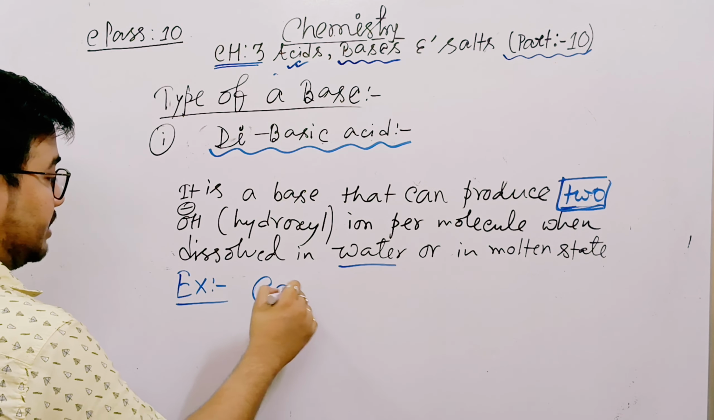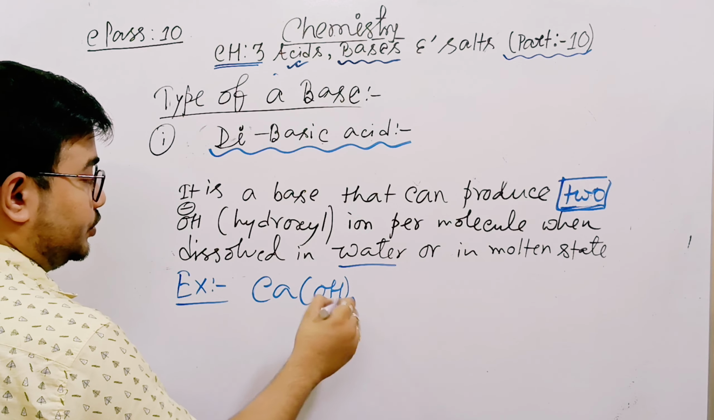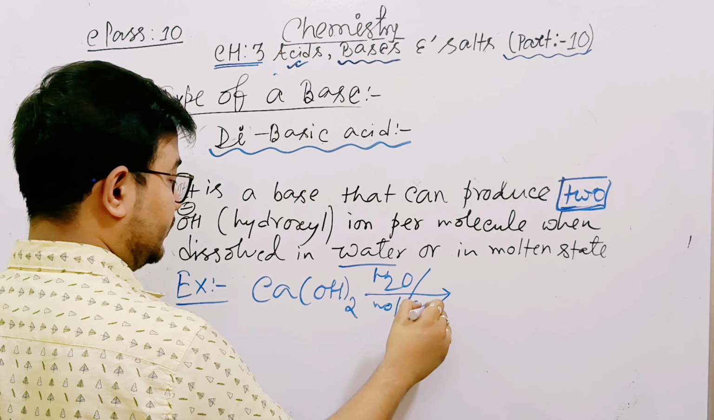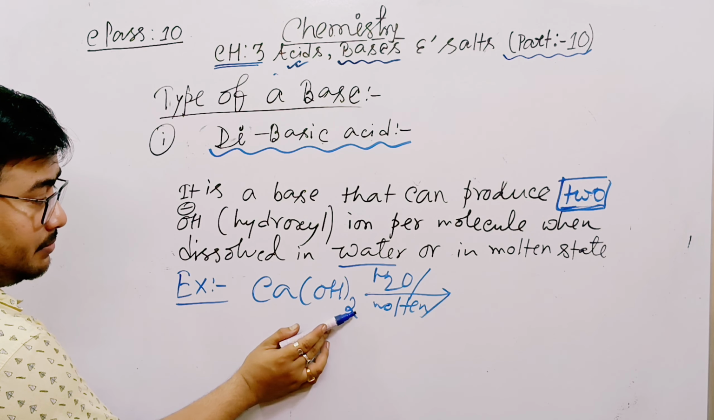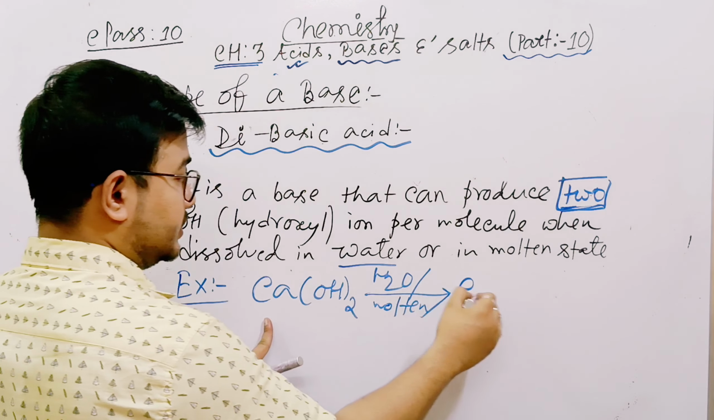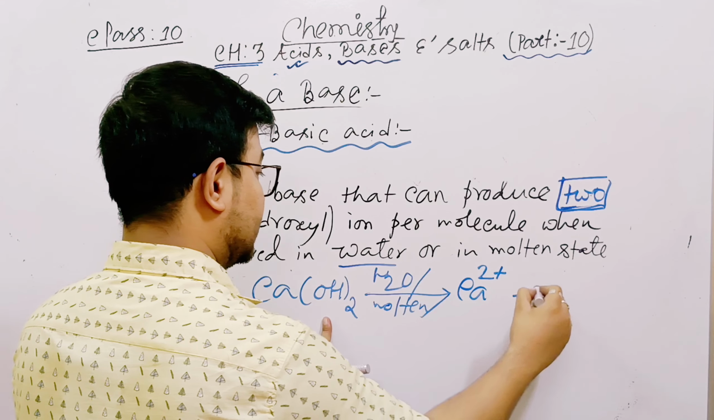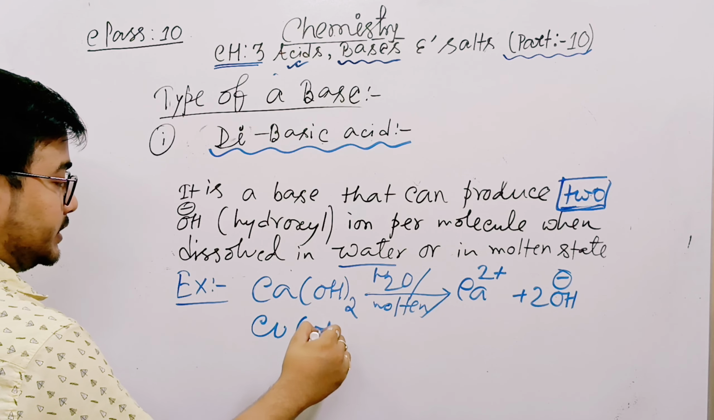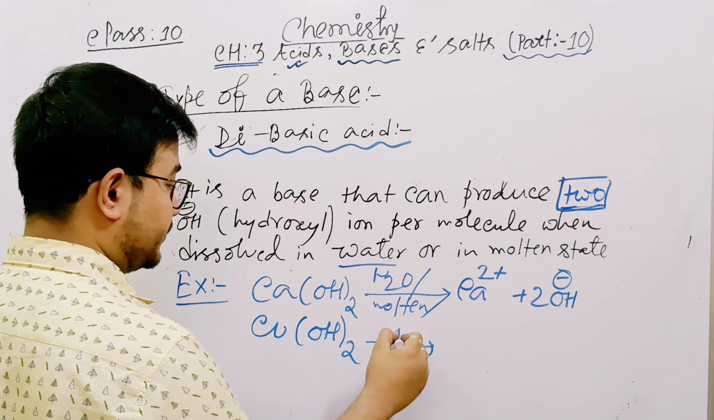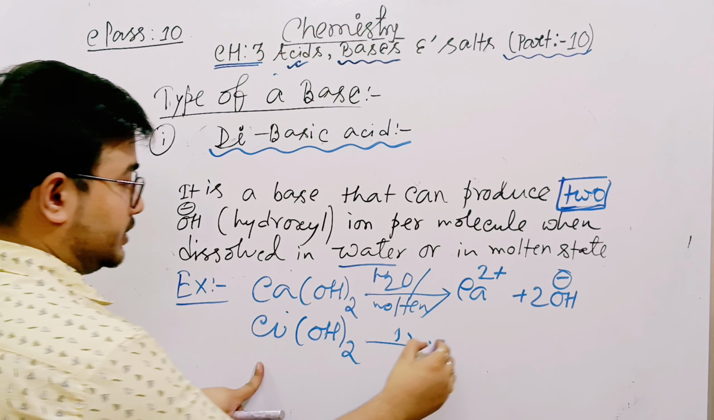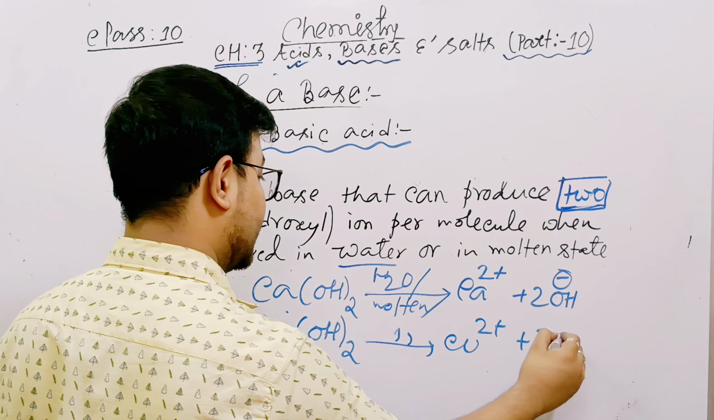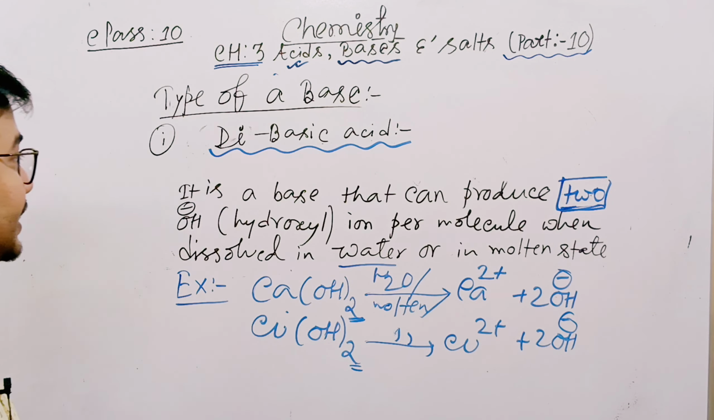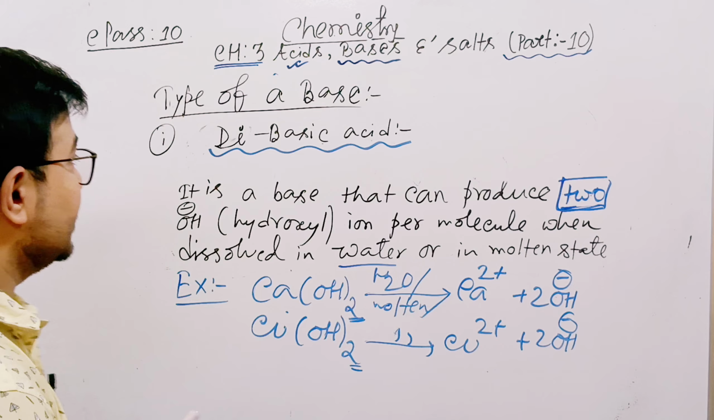you can take calcium hydroxide. See, it is visible 2 OH. So in water or molten state, I already told, another number raised to the power, Ca 2 plus and 2 OH minus. You can take copper hydroxide, same, copper 2 plus and 2 OH minus. 2 OH because it is visible 2. So these are dibasic acids. Now same concept.